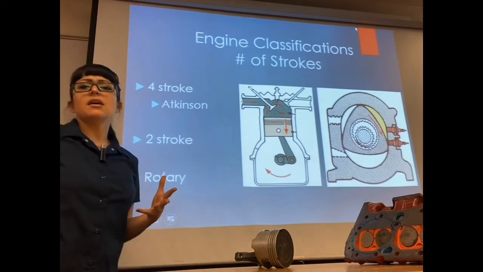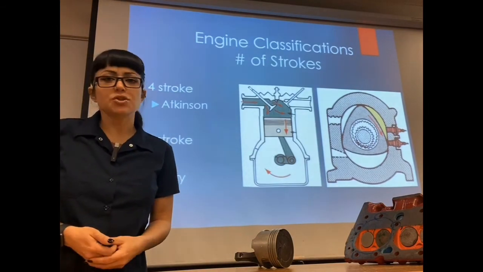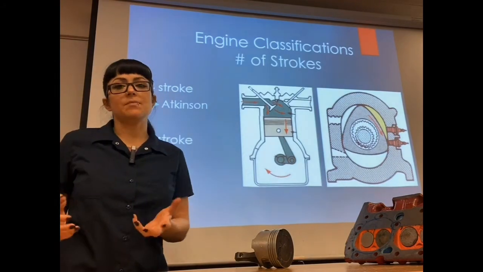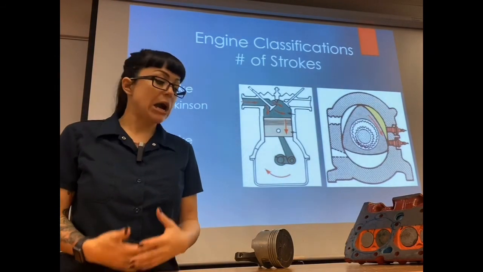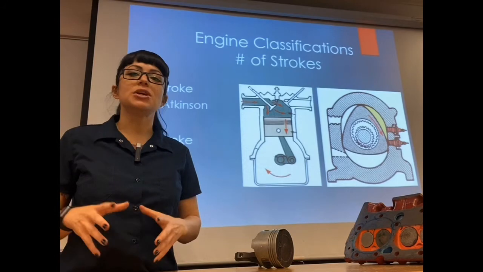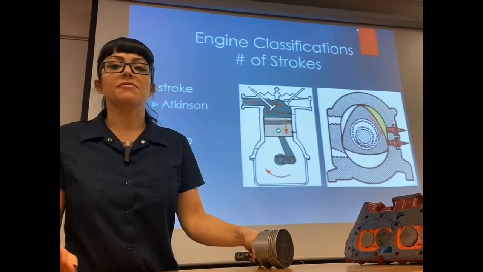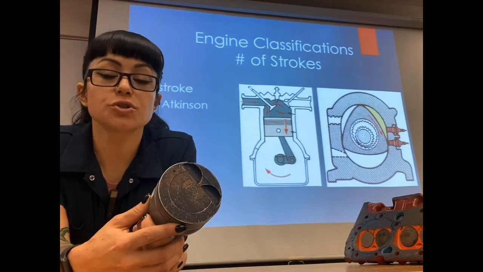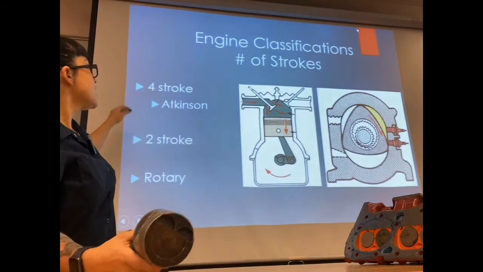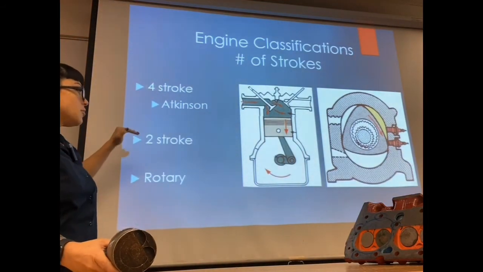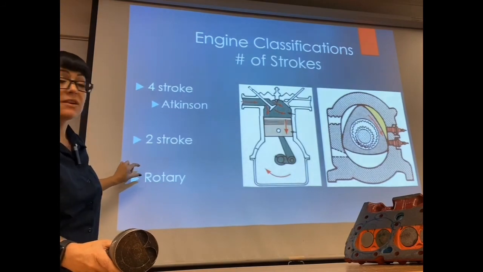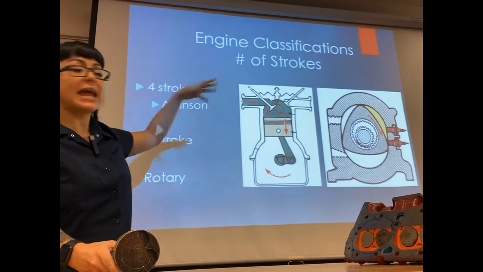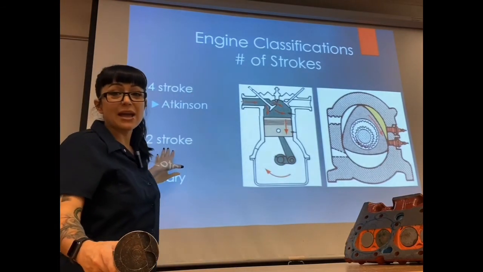Lastly, the other way that we can classify engines is by the number of strokes. Now, what does that even mean? How our internal combustion engine works is based off of what we call either the two-stroke or four-stroke cycle. We can see here, four-stroke, two-stroke, rotary. And the rotary even still sort of follows the four-stroke process, and so does your two-stroke, by the way.